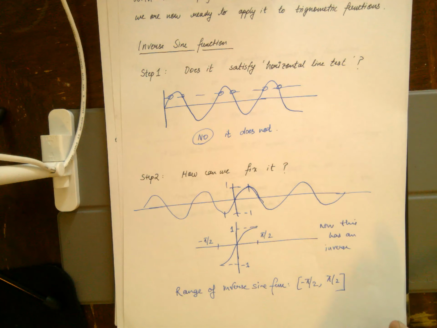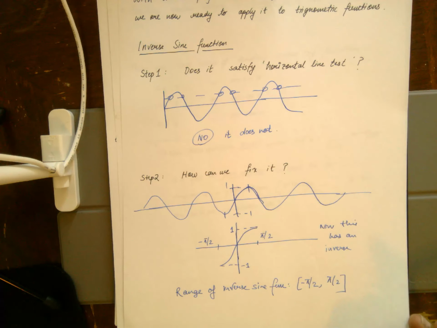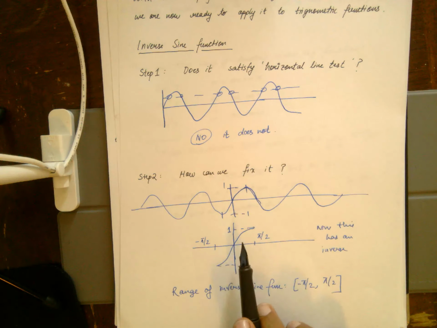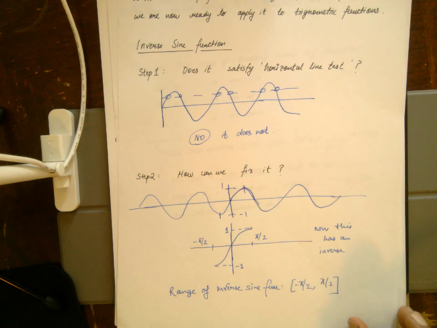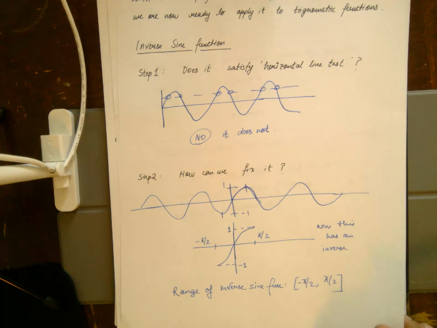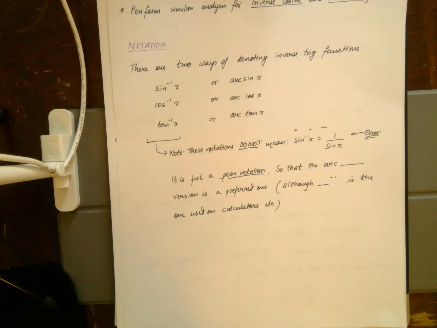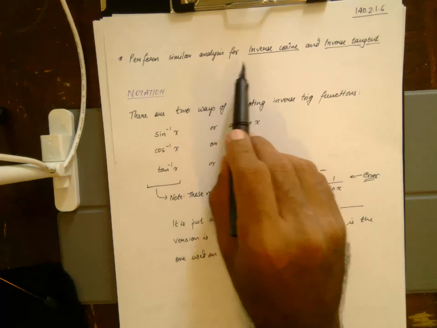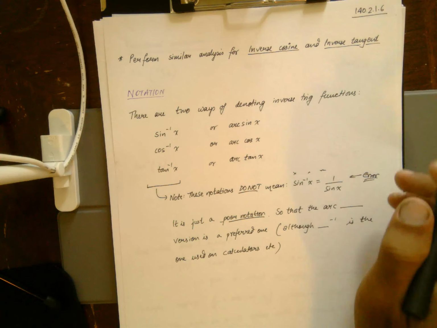Later on, we are going to learn how to look at other angles, because sometimes you may be looking for angles in the third quadrant. But those can be obtained using the periodic property of sine. But for the purposes of the inverse function to be well defined, we have to restrict it to negative pi over 2 to pi over 2. Okay, last bit for this video is to try to perform similar analysis for inverse cosine and inverse tangent.